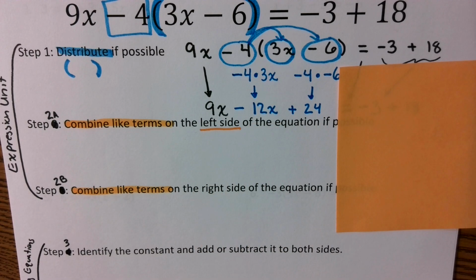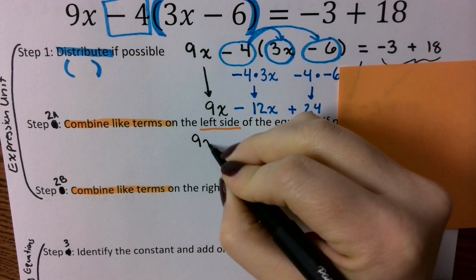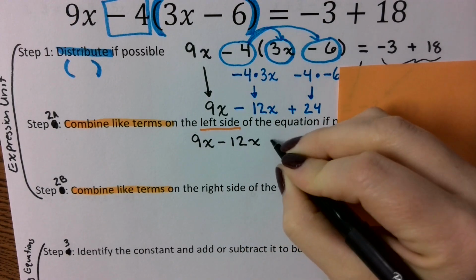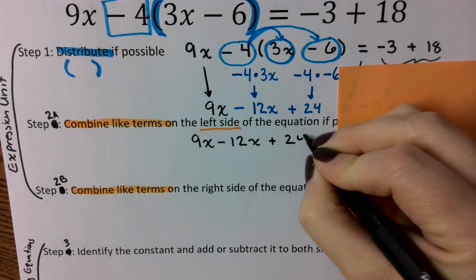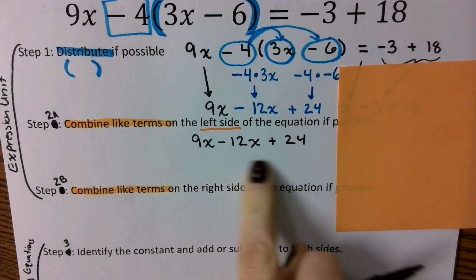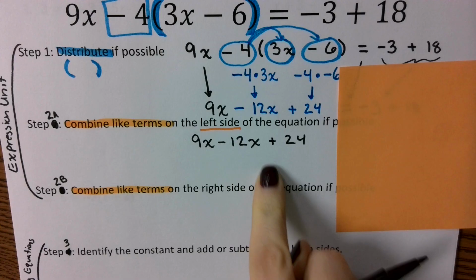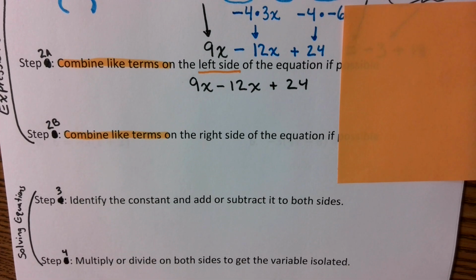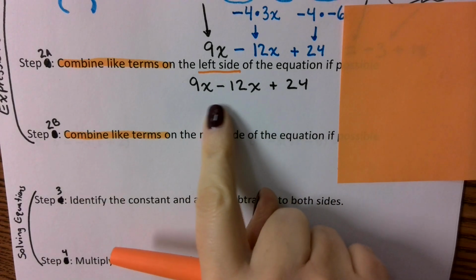That 9x minus 12x plus 24. We are only going to focus on this side of the equation at first. And we're looking for like terms. Malia? Like that? There you go. So we're just looking for the like terms that we can simplify with this expression.